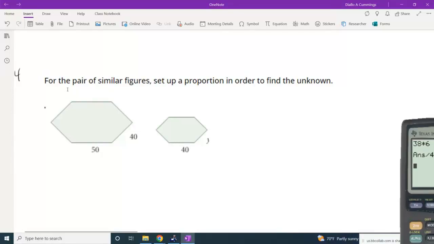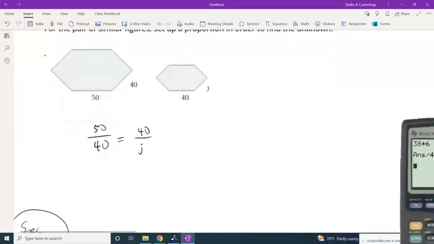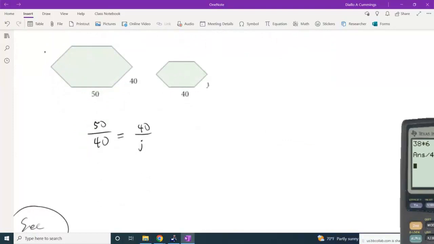So if I look at my first figure, 1, 2, 3, 4, 5, 6, that's a hexagram. So I'm going to put 50 over 40, and I'm going to set that equal to 40 divided by j. So I'm taking the corresponding sides of congruent triangles and setting them equal. So I'm taking 50 over 40, and I want to set that equal to 40 over j. And now we want to solve for j.